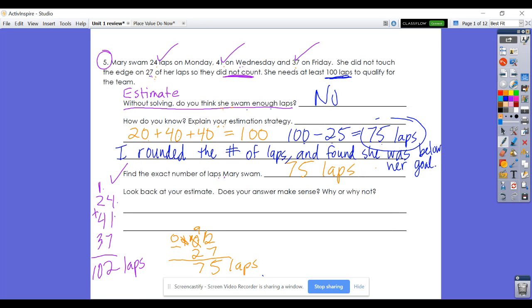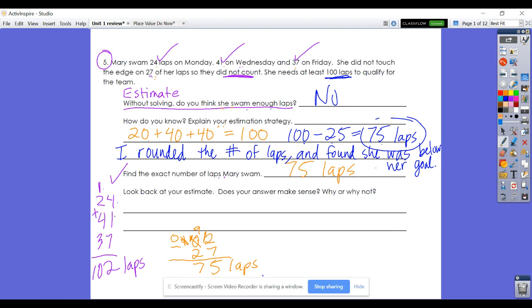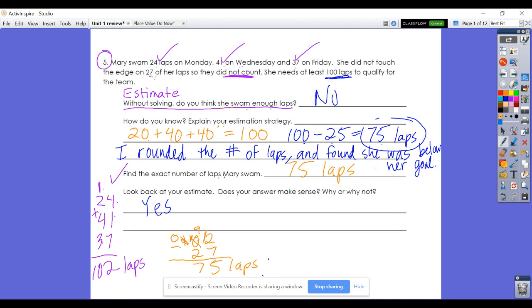And the last step is to look back at your estimation. Does your answer make sense? Why or why not? So what would we say? Do we think our answer, 75 laps, makes sense? Yes. Normally we say because our answer is close to our estimate. This time you could say because my answer was the exact same as my estimate, right? So yes, because my answer, usually we say is close to, today we could say is the same as my estimate.